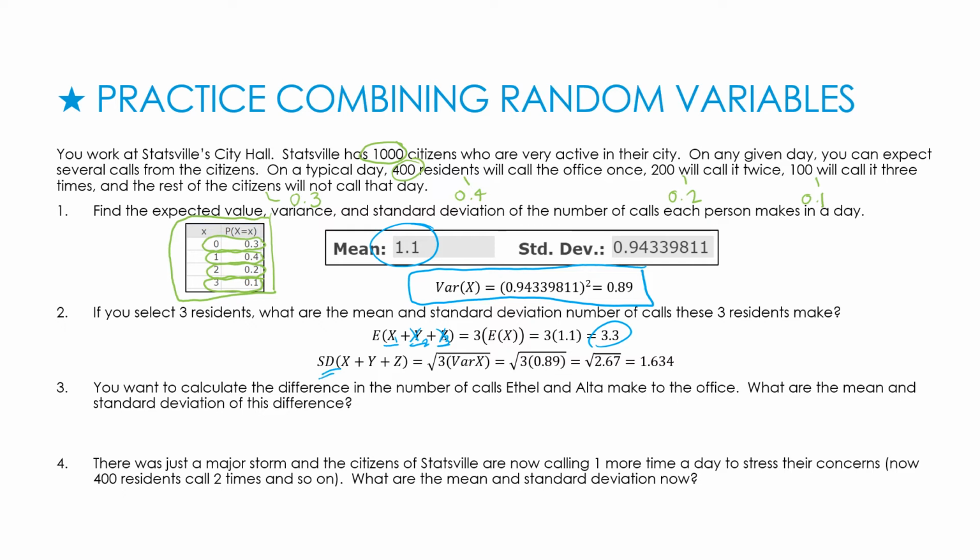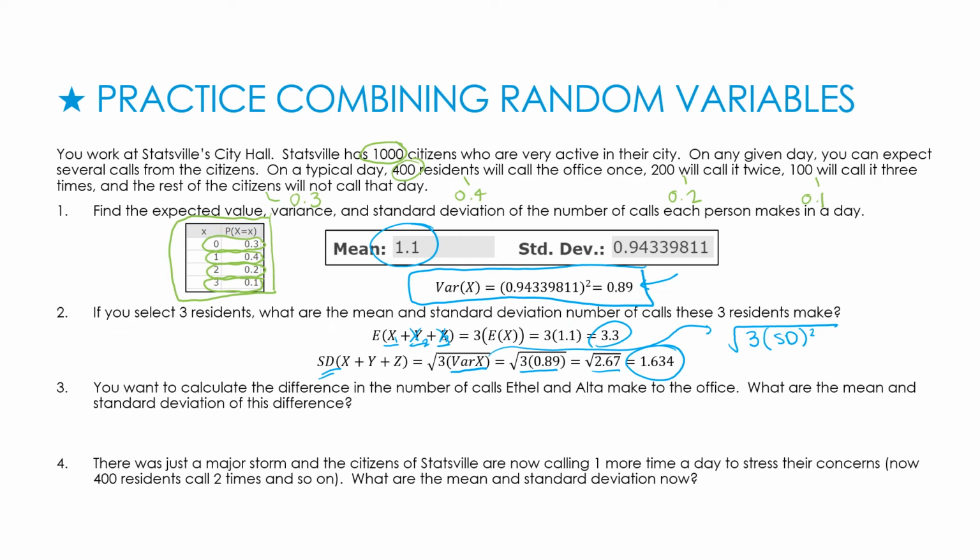However, this one's the tricky one. Remember, if I have 3 of them, then I need to take my variance, which I've already calculated here, times 3. So if I hadn't calculated variance, this work would look like the square root of 3 times the standard deviation squared. So I had to square the standard deviation to get the variance. Then I'm going to take 3 of those, take the square root of that to find the standard deviation of the 3 residents.